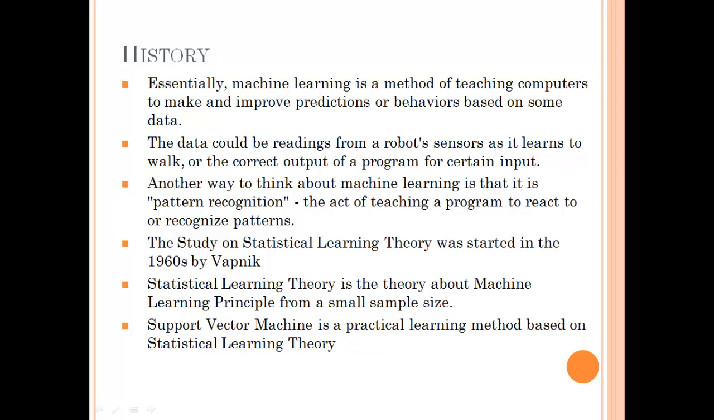The idea of using pattern recognition to make generalizations lies at the heart of statistical machine learning, which was started by Vapnik in 1960. It is a theory about machine learning from a small sample size. The standard tool for pattern recognition, which has been very successful in domains ranging from computer vision to computational biology, is the support vector machine.